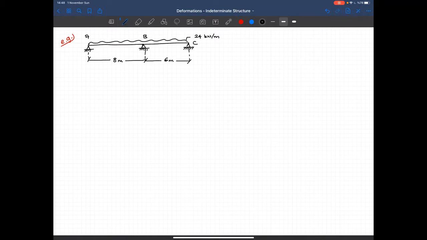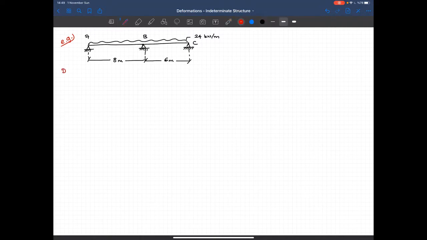Remember that this is a statically indeterminate structure, right? We have two equilibrium equations, and I have 1, 2, 3 unknowns. So this is statically indeterminate to the first degree. And we said that in order to analyze such structures, I have to combine the equilibrium equations with the compatibility equations. Okay, so let's see.